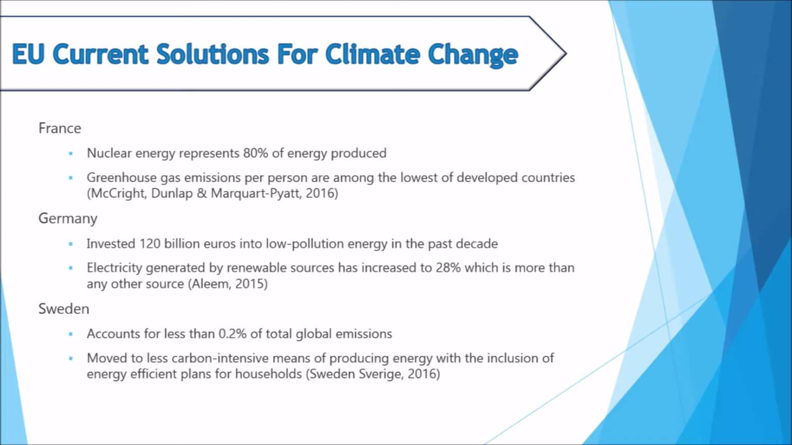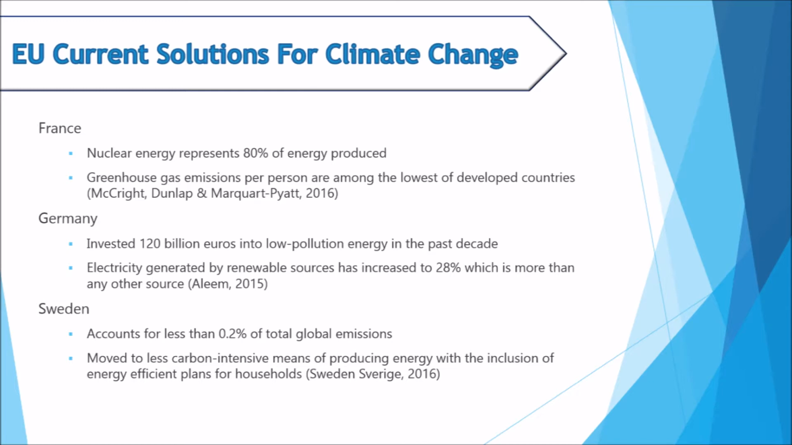On July 25, 2015, 78% of Germany's electricity was generated by renewable energy sources, which was possible due to strong wind from storms in the north and also sunny weather in the south at the same time, where most of the country's solar panels are placed. Germany invested 120 billion euros into low-pollution energy in the past decade, and the share of electricity generated by renewable sources has increased to 28%, which is more than any other source.